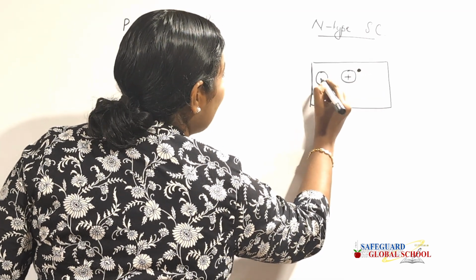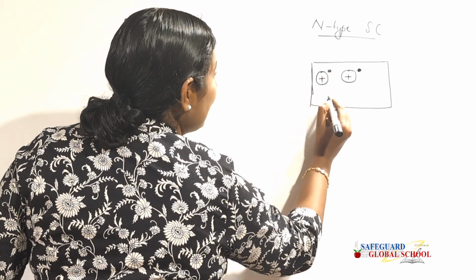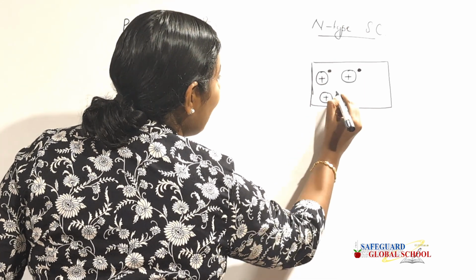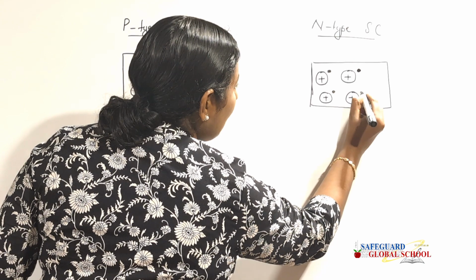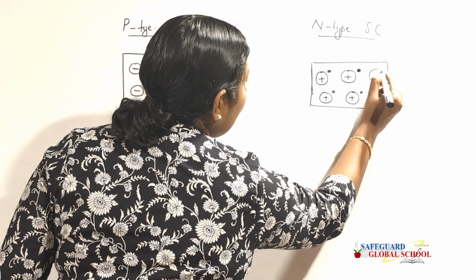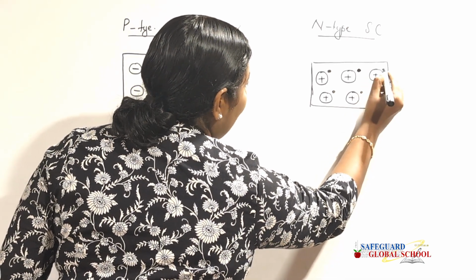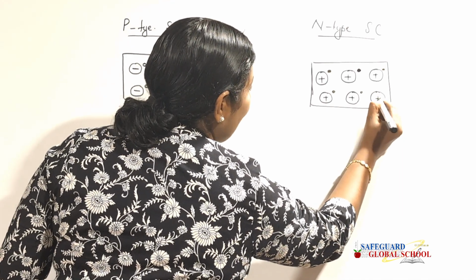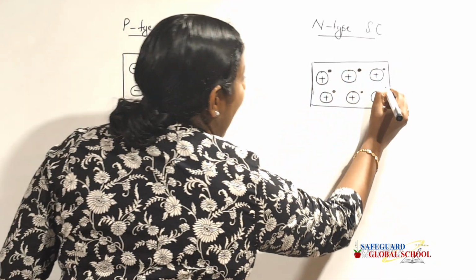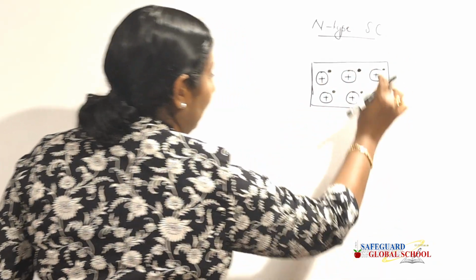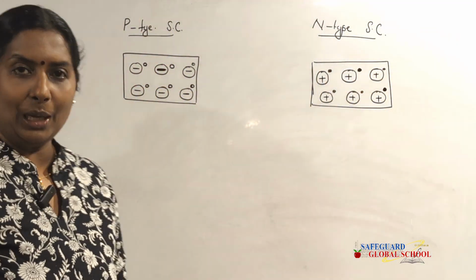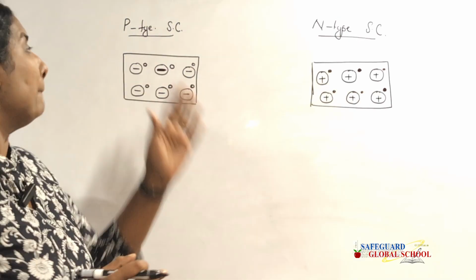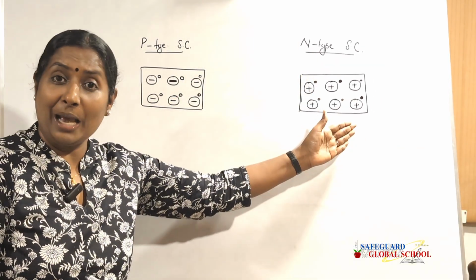So how will you represent an N-type semiconductor? What is the legend of an N-type semiconductor? It will be positive donor cores. Why positive, children? Because they have donated their electron. A neutral atom minus an electron is always positive, and one electron has been contributed from each donor atom to conduct inside the crystal. So this is the legend of a P-type semiconductor and an N-type semiconductor.